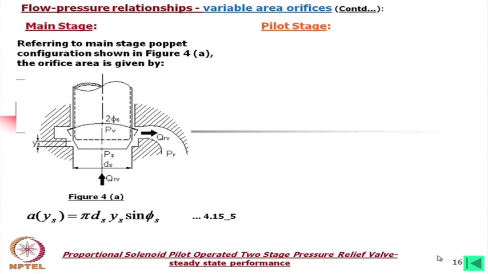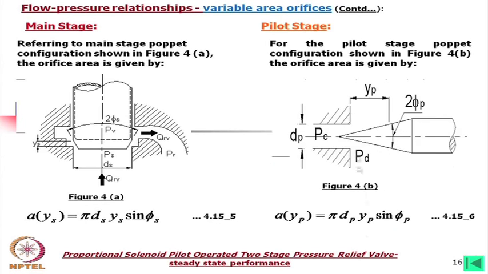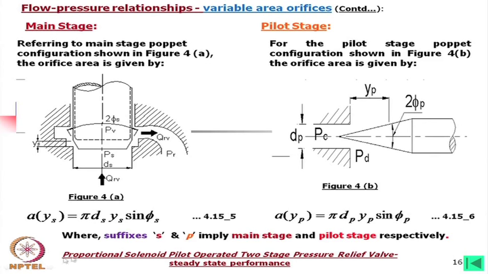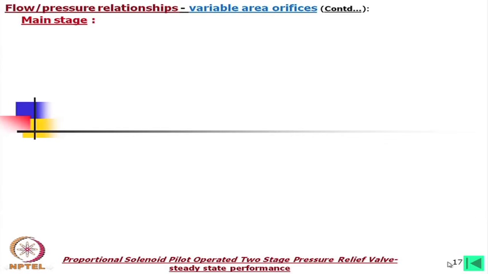Then the main stage, you can see this, I have mentioned all this angle, this is the main stage for which we can write down this formula, and similarly for the pilot stage we can write down this formula. This formula is the same, only the subscripts differ, S is for the main stage and P is for the pilot stage, but you should remember these two angles are different. So, definitely the nature of variation of this area with stroke or displacement will be different.